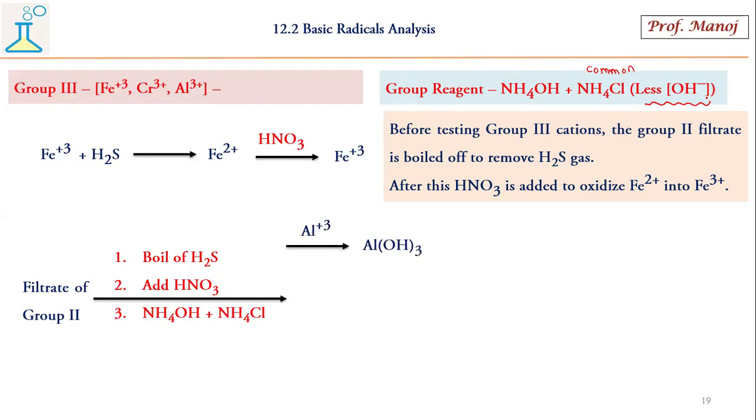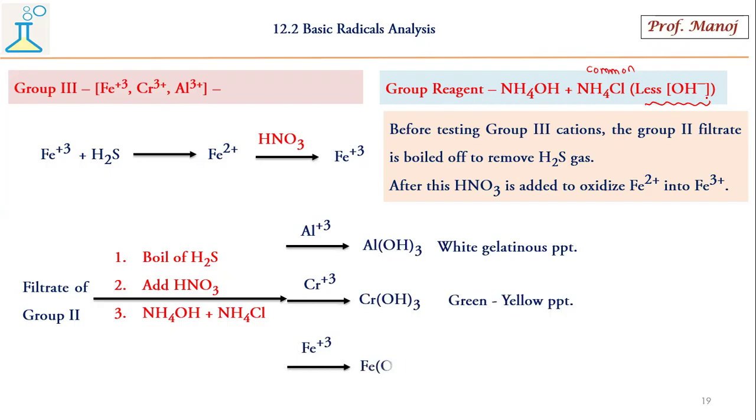अगर एल्यूमिनियम होगा तो आपको मिलेगा व्हाइट जिलेटिन लाइक पीपीटी. अगर क्रोमियम होगा तो आपको मिलेगा ग्रीन कलर और स्लाइटली येलोइश कलर पीपीटी. और अगर एक्चुअली Fe+3 होगा तो आपको मिलेगा रेडिश ब्राउन पीपीटी. सो ग्रुप 3 में प्रेसिपिटेट का कलर देख के आपको पता चलेगा कि कौन सा रेडिकल प्रेजेंट है. लेट अस डू नाउ इंडिविजुअल टेस्ट्स ऑफ देम: एल्यूमिनियम, chromium, and ferric.